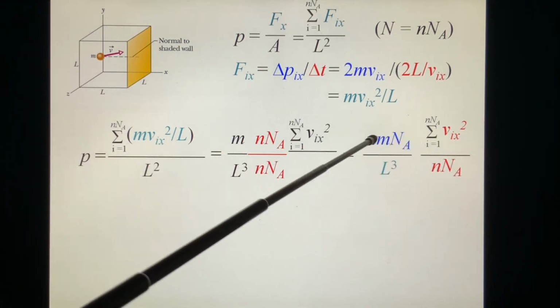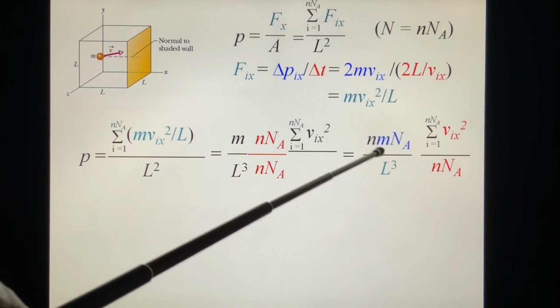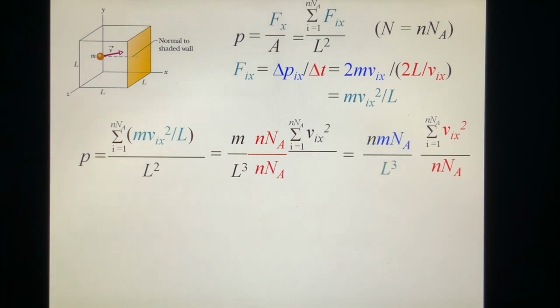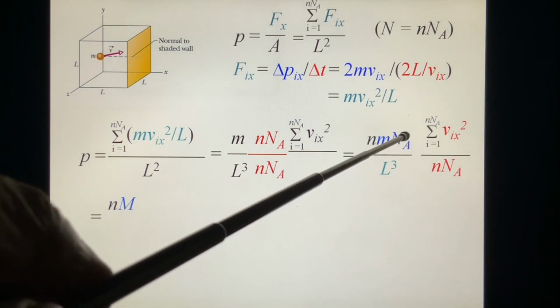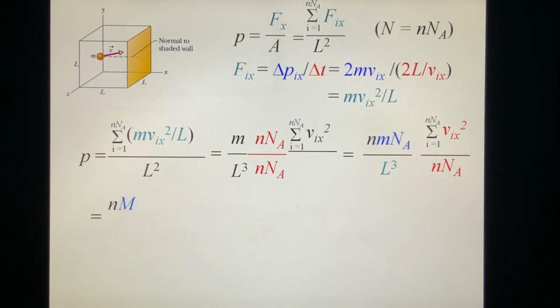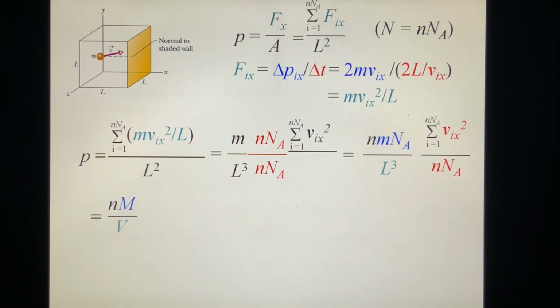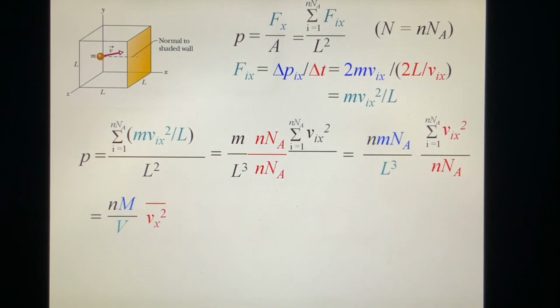And look at this one. This is the Avogadro number, and this is the mass of one molecule. So this includes one mole of molecules. We rewrite this equation with N times the molar mass, because for one mole you have the Avogadro number of molecules, each with mass m, so the total is the molar mass. This L cubed is the volume. And this is the average of v_x squared. This is the result in red.